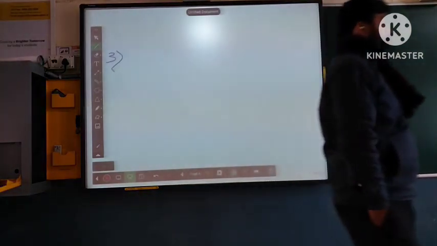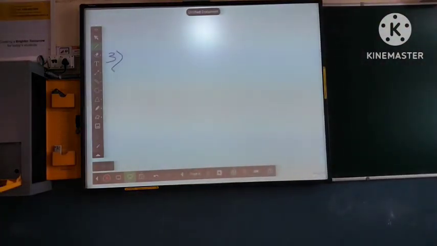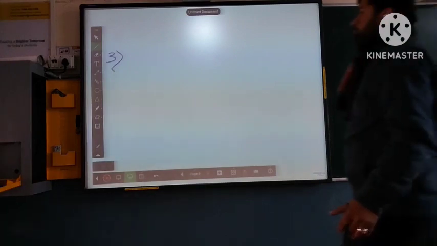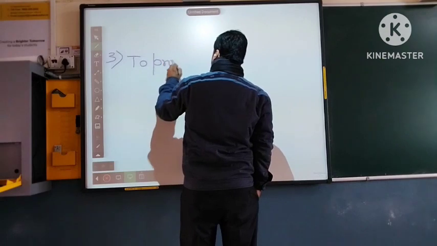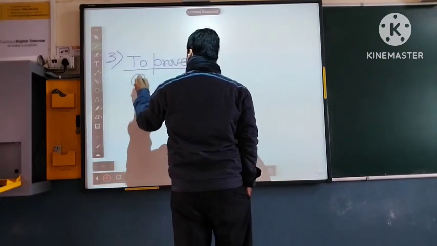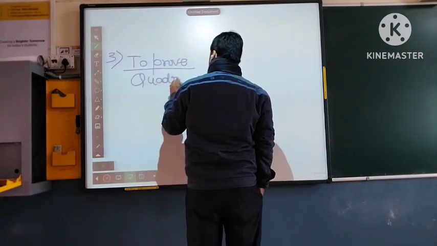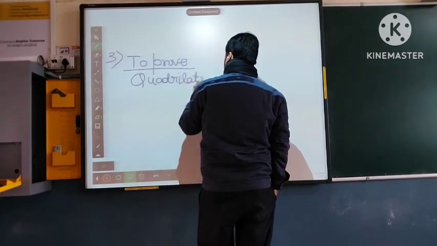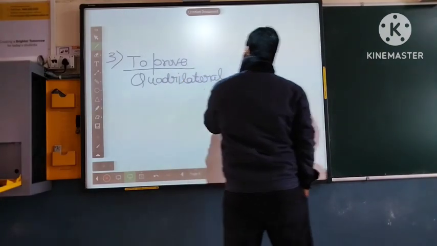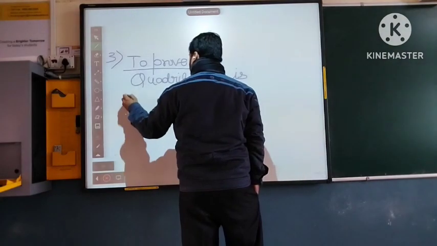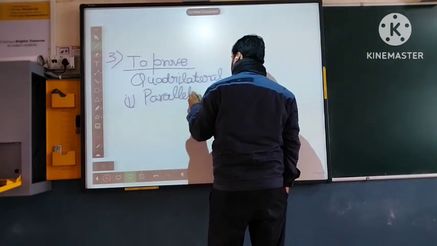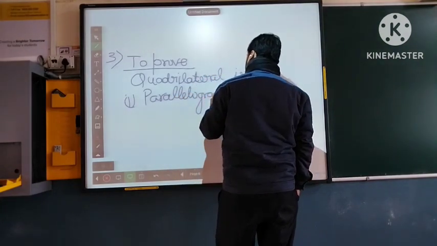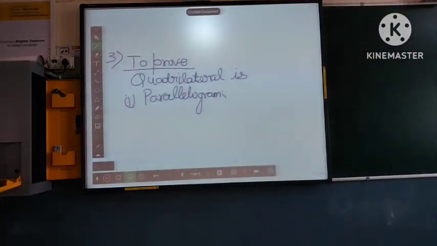Then the third point talks about proving. We have already proved so many things, that a given quadrilateral is a rhombus, square, or rectangle, and already in the midpoint theorem we have done. Now to prove that a given quadrilateral is a parallelogram, you already know the properties of a parallelogram, that opposite sides are equal. We have done this in rectilinear figures also.